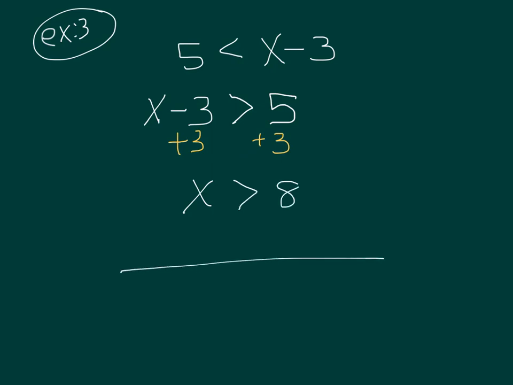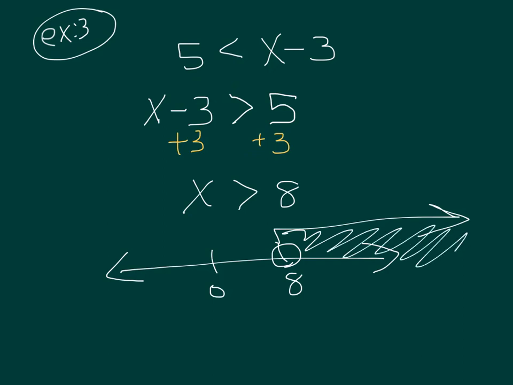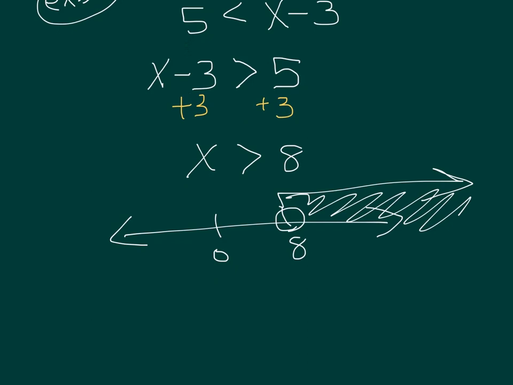I can represent that on a number line, 0, 8, empty circle, greater than. Here's my solution for x. And finally, I can represent it in interval notation, where 8 is my smallest number for x, except I can't include it, so I'm going to use parentheses, comma, and the biggest number it's going to be is infinity, so 8 to infinity is how you would read this.